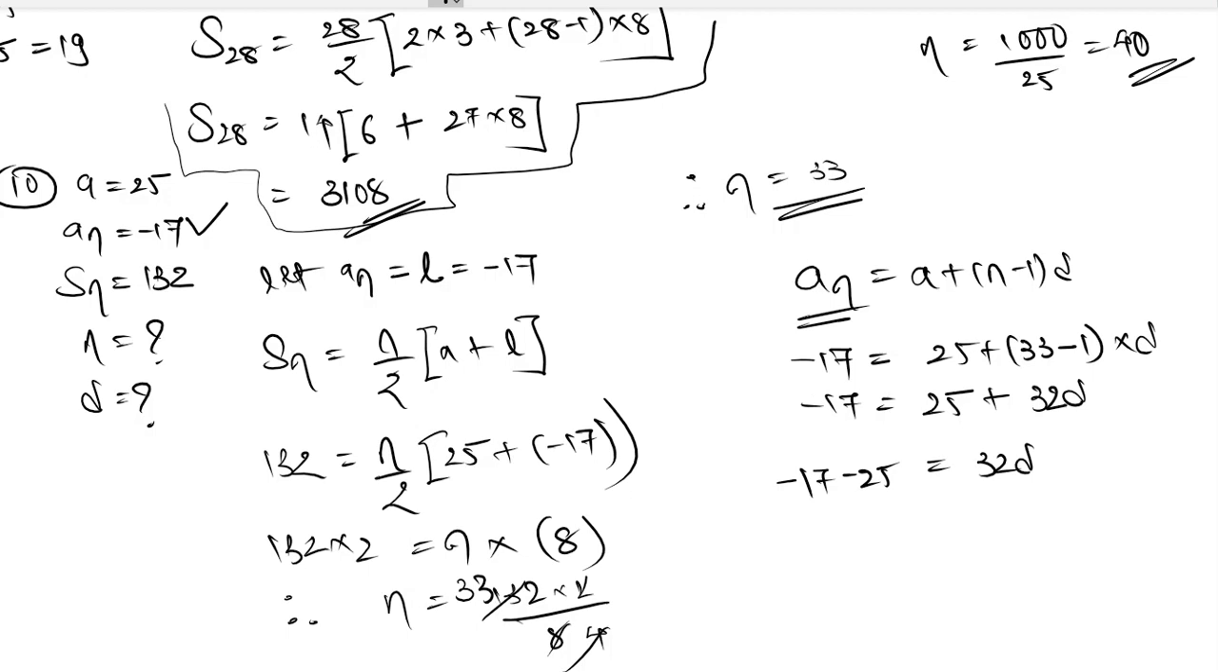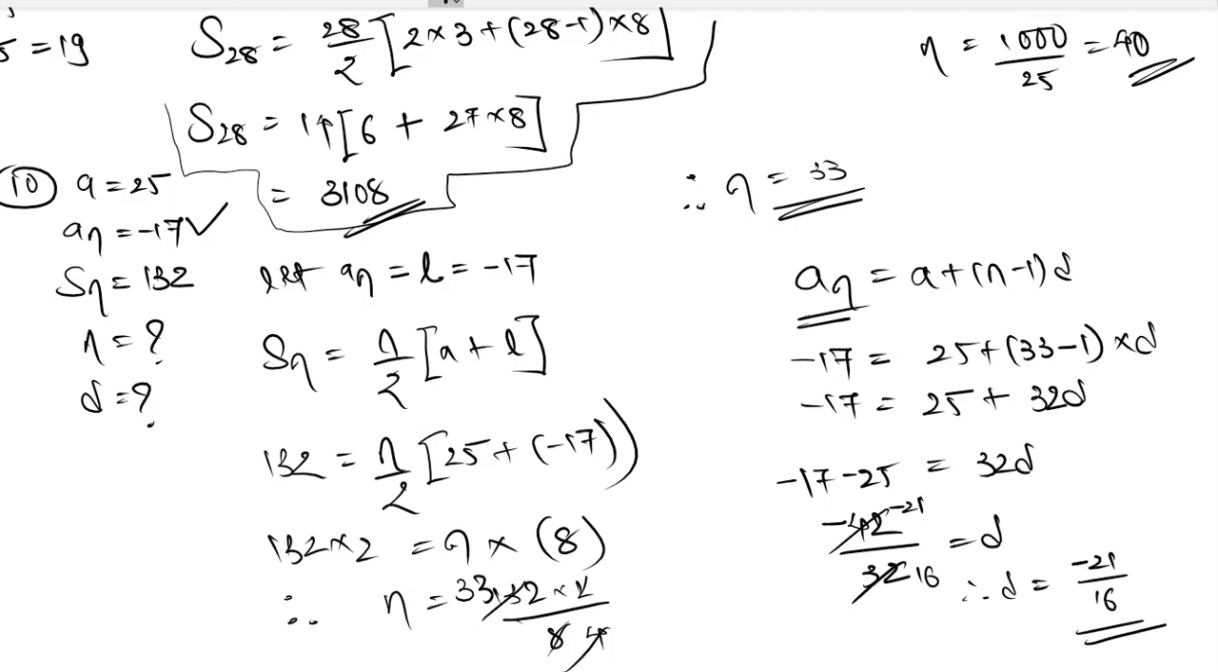Why am I thinking that? Because I'm not getting a proper answer for d, that's why I'm thinking like that, but it's okay. Minus 17 minus 25, so basically 17 plus 25, 25 plus 10 is 35, plus 7 is 42, minus 42. Minus 42 by 32 is equal to d. Let's simplify this. 2 twenty-ones are 42 and 2 sixteens are 32, so d is equal to minus of 21 by 16.